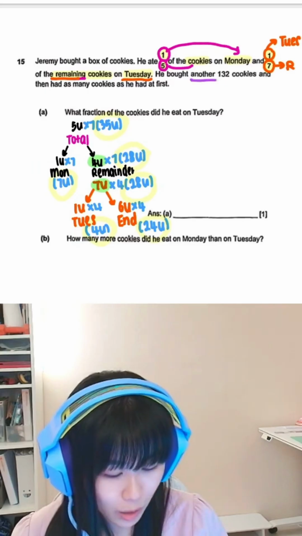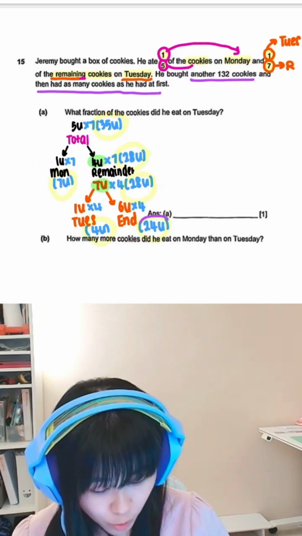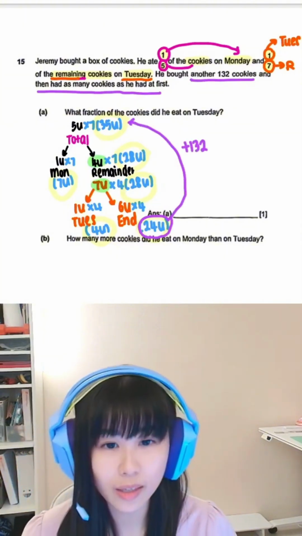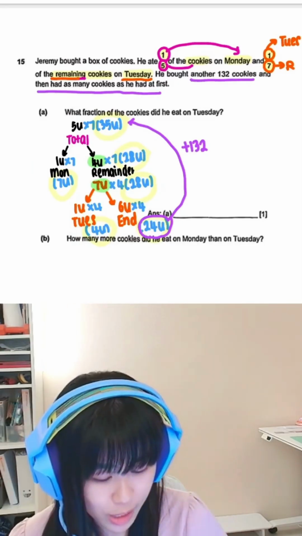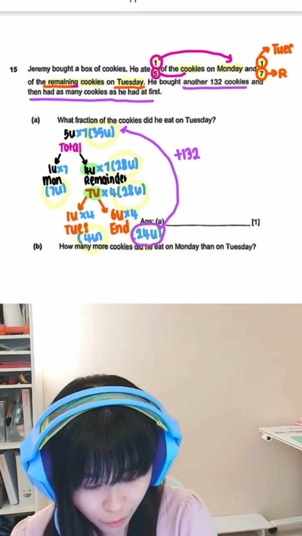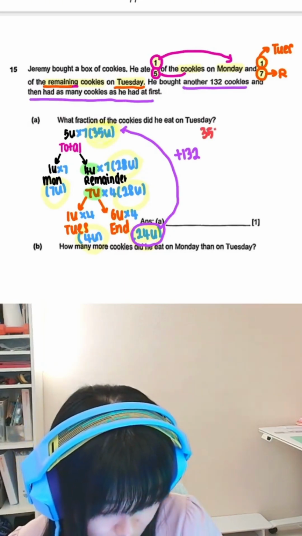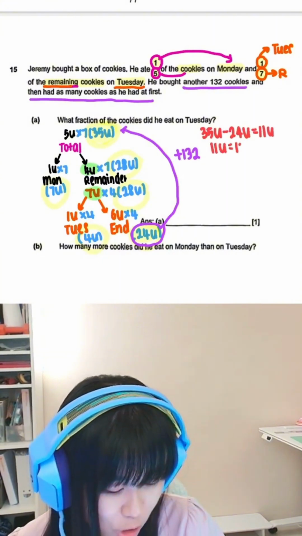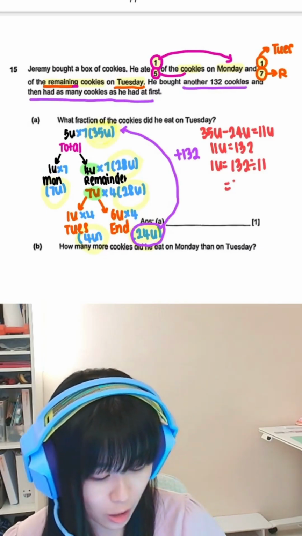He bought another 132, and then he had as many cookies as he had at first. So in the end, he got 24 unit. Then he bought 132 cookies, and ended up with whatever he had at first, which is 35 unit. 132 is how many unit? Okay, you all can answer me first. 11 unit, because from 24 unit to become 35 unit, that's an increase of 35 unit minus 24 unit, which is 11 unit. So 11 unit is 132. Very good. 132 divided by 11, that's how you get 1 unit is 12.